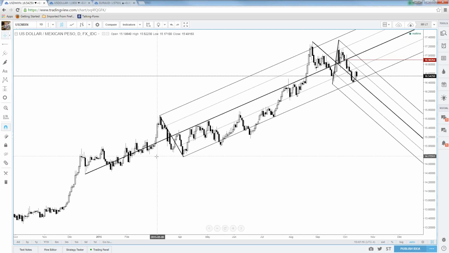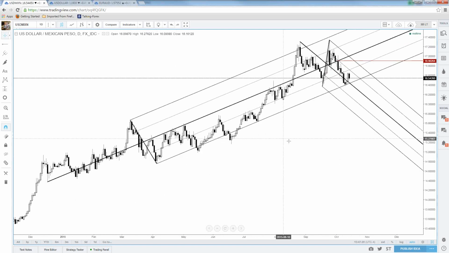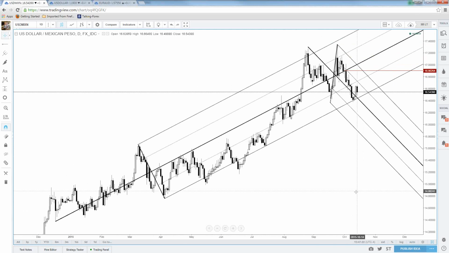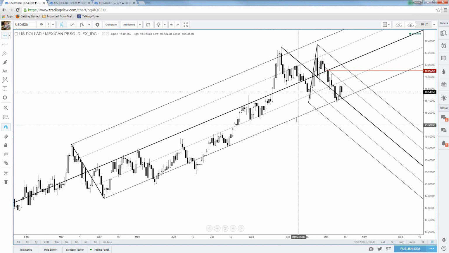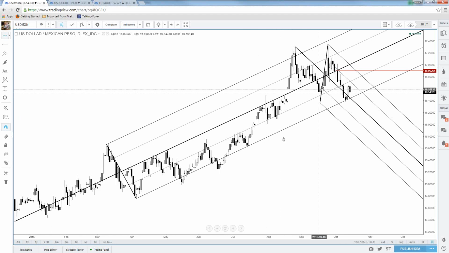Here's the daily. Behavior change would occur down here. So we're still at support in dollar Mexican peso. And for me, this is a setup that I'd be turning bearish if dollar peso traded up here near 1690. And if it did so over the next couple of trading days, like sometime next week probably.